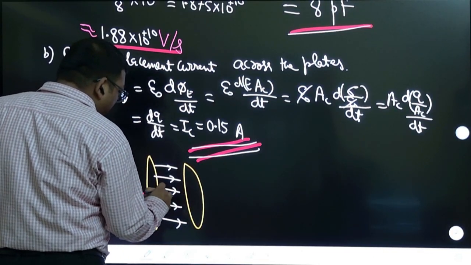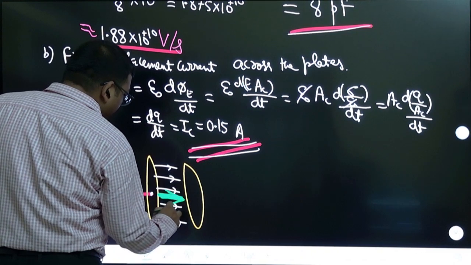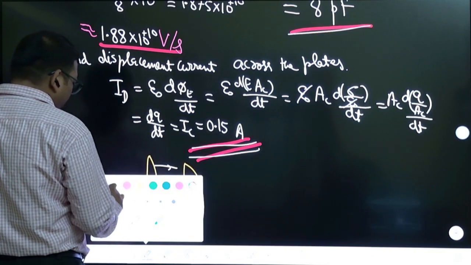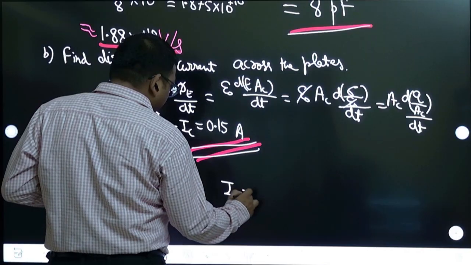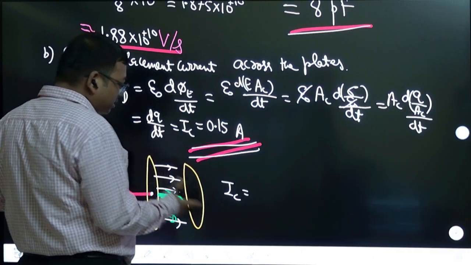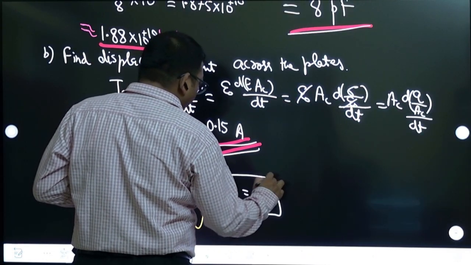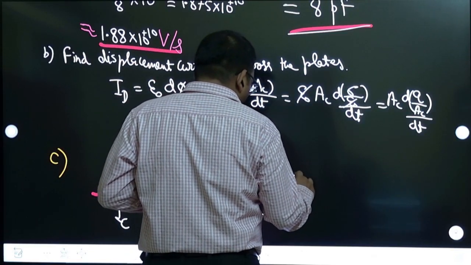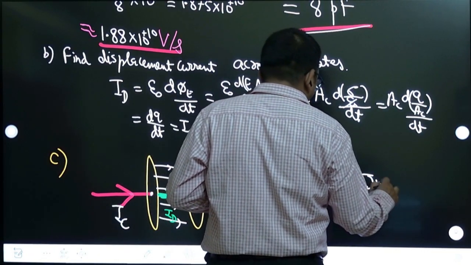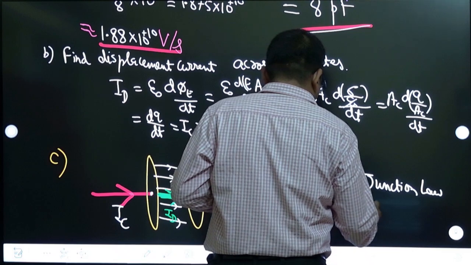But here the electric field line is changing, which means there is a current which we call displacement current, ID. So clearly we can see that IC and ID are going to be equal. IC is on the left side, just before the current enters the capacitor, and ID is after the current enters. So IC is equal to ID, and Kirchhoff's junction law is valid, right?